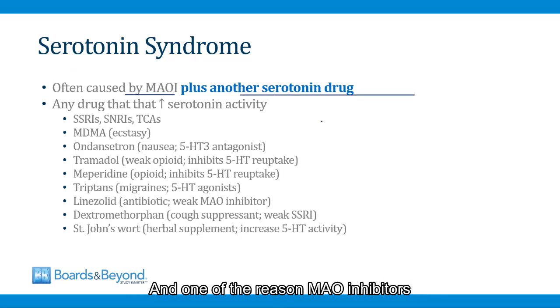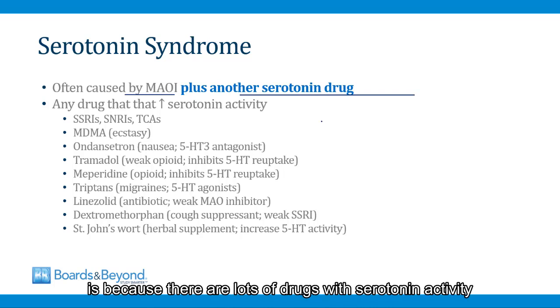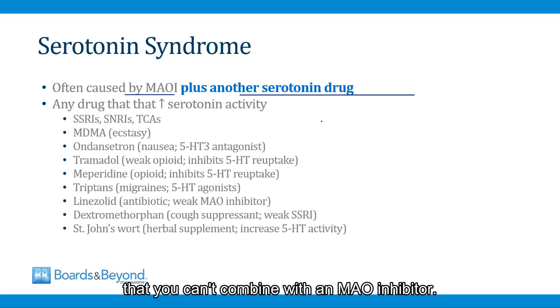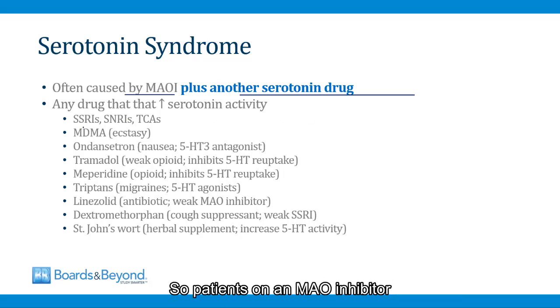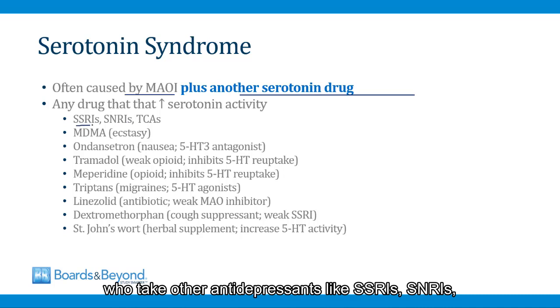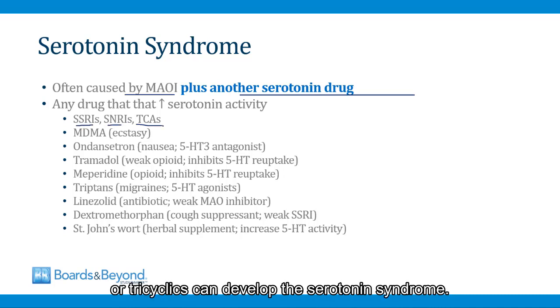And one of the reasons MAO inhibitors aren't that popular anymore is because there are lots of drugs with serotonin activity that you can't combine with an MAO inhibitor. So let's review what some of those other drugs are. So patients on an MAO inhibitor who take other antidepressants like SSRIs, SNRIs, or tricyclics can develop the serotonin syndrome.